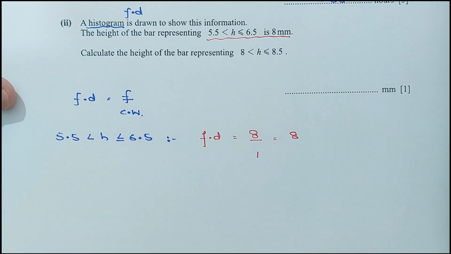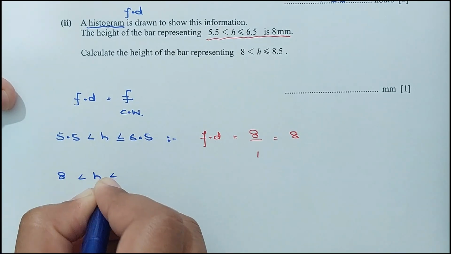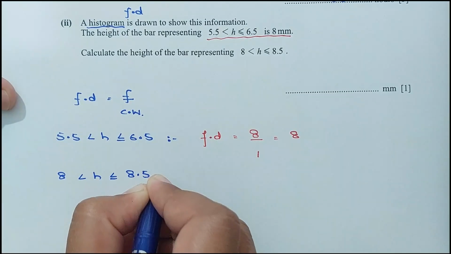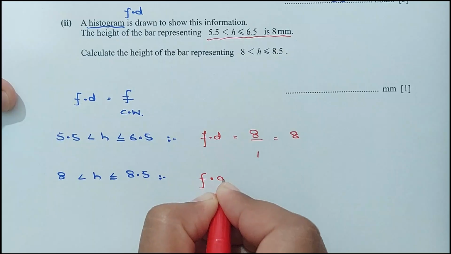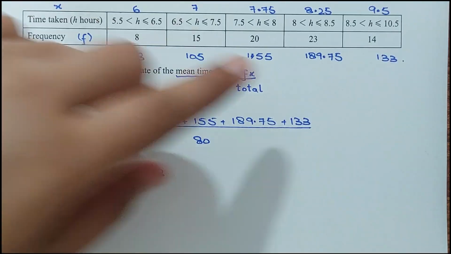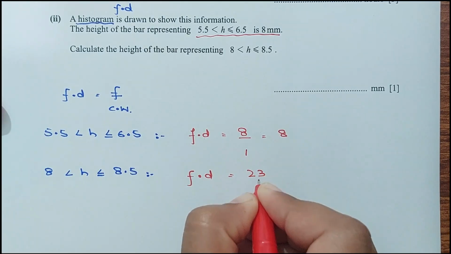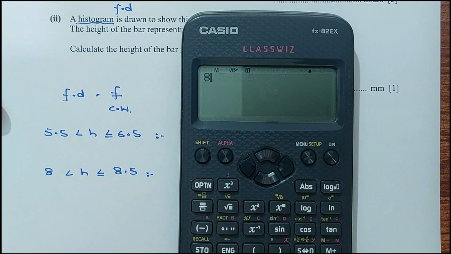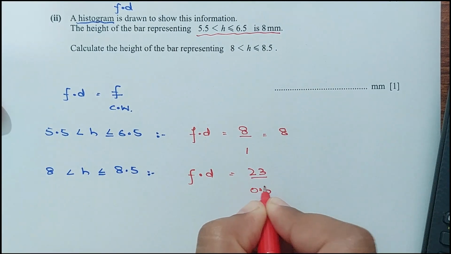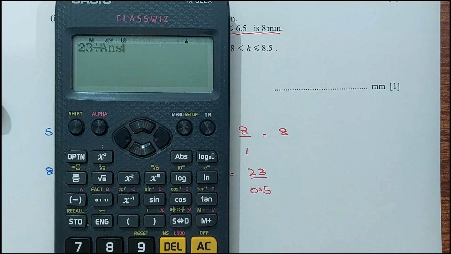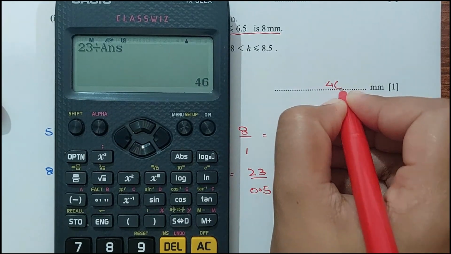Now we have to calculate the frequency density for 8 is less than h is less than or equal to 8.5, for this interval, and that would be the height of the bar. What is the frequency? Frequency is 23, and we have to calculate the class width. 23 over the class width, 8.5 minus 8 is 0.5. So 23 divided by 0.5 is 46. So 46 millimeters is the height of the bar.